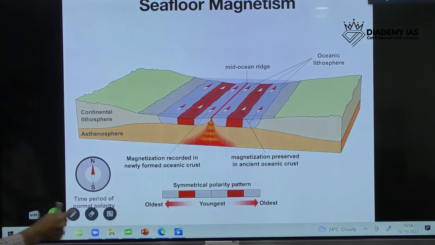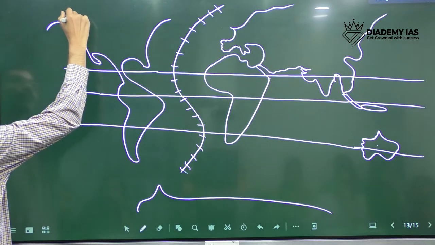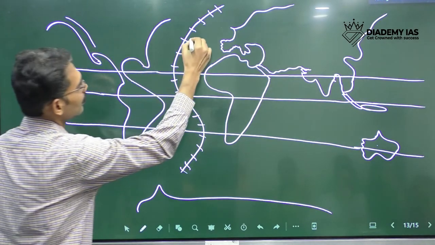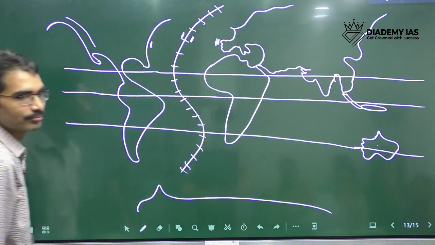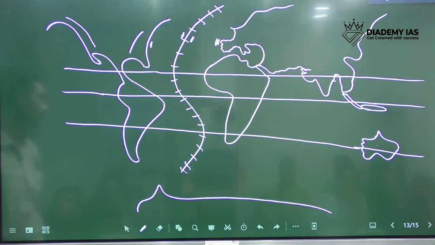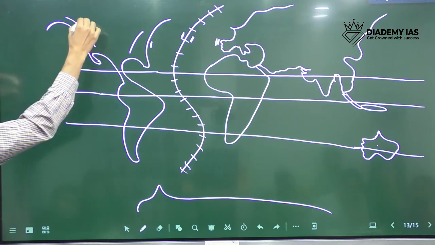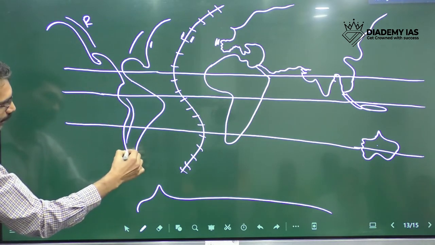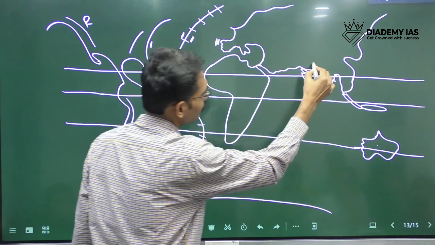Now if we go to this side, here you will find youngest rocks, here oldest. Appalachian mountains are located here. Some of them were formed in the earliest stages, they are the oldest. And on this side, these Rockies are youngest compared with Appalachians. Rockies and Andes. And here Himalayas also.